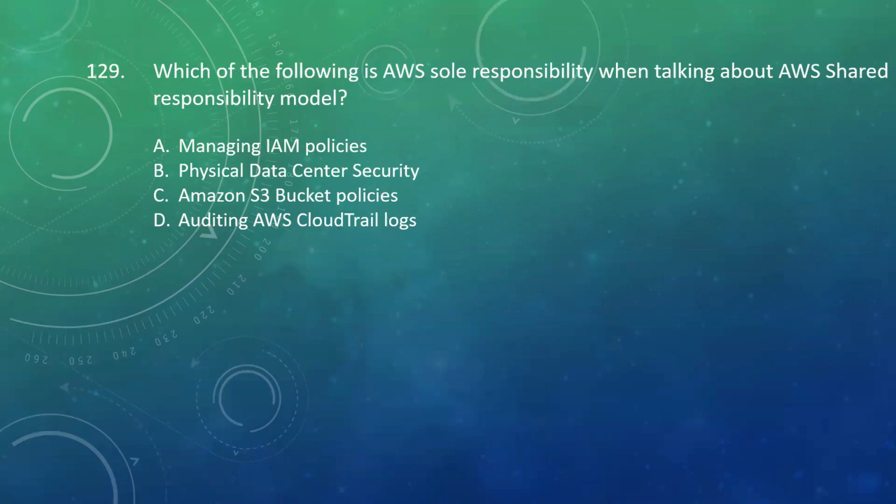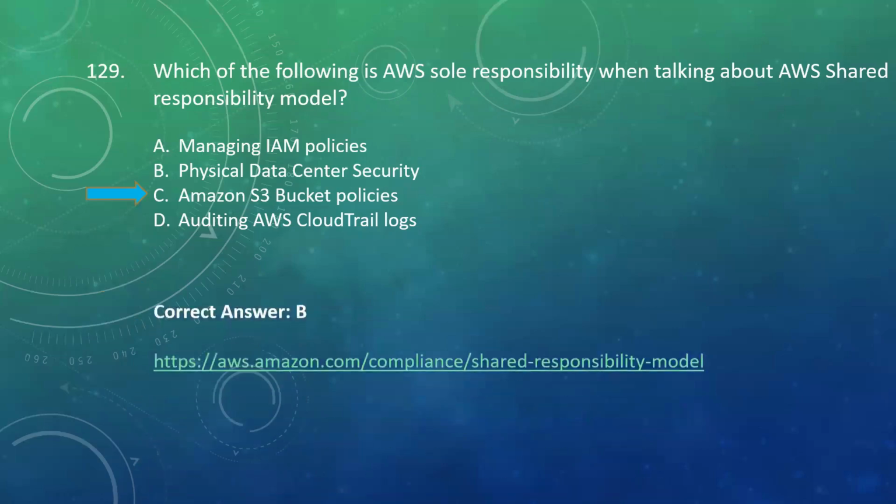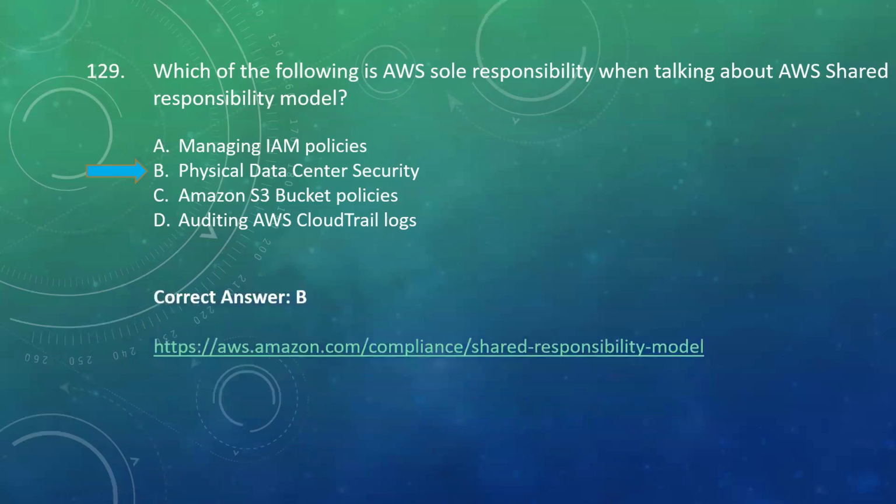Question number 129. Which of the following is AWS's sole responsibility when talking about the AWS shared responsibility model? Your options are managing IAM policies, physical data center security, Amazon S3 bucket policies, auditing AWS CloudTrail logs. Now, since the customers don't have visibility or access to physical data centers, its management is AWS's responsibility. The other three options mentioned in this question are customer responsibility.